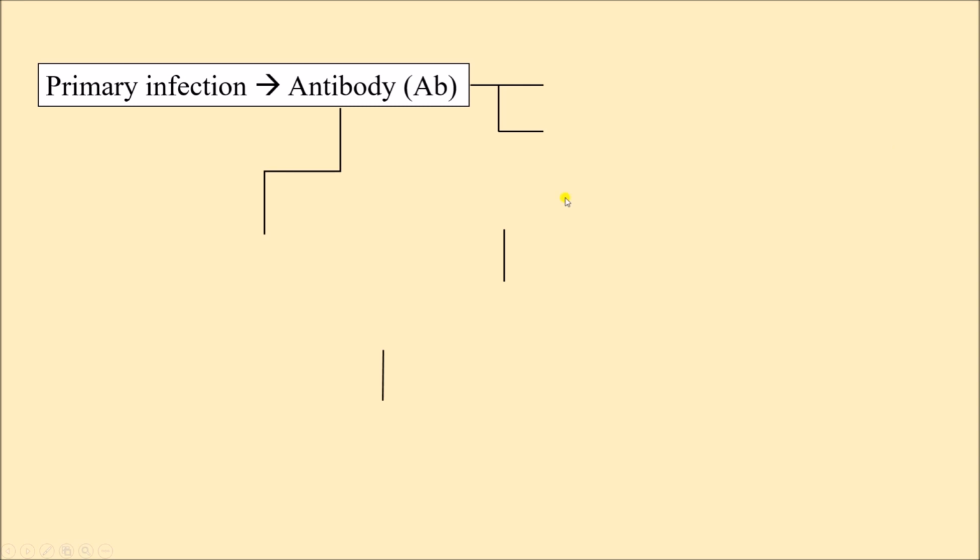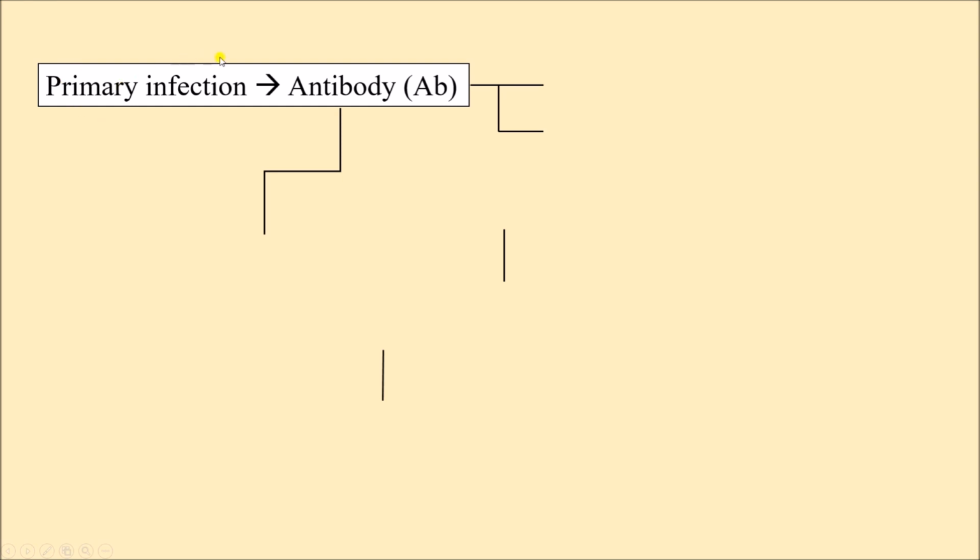Today I am going to talk about a very popular and well accepted theory which explains why this occurs, that means why the complication occurs after secondary infection with a different serotype. Suppose a person is infected for the very first time in his life with a particular serotype. In this example, let us say he is infected with DEN1.